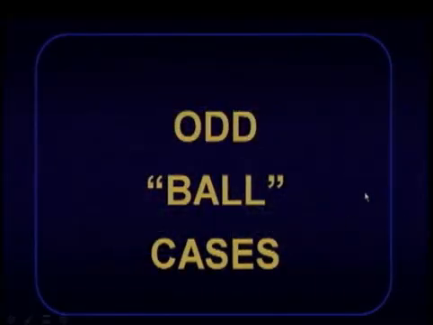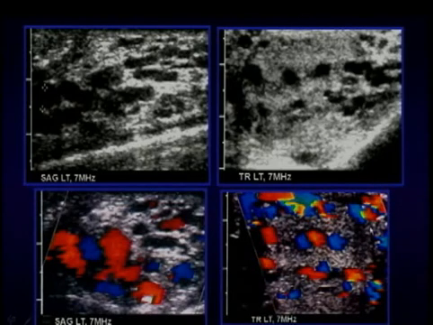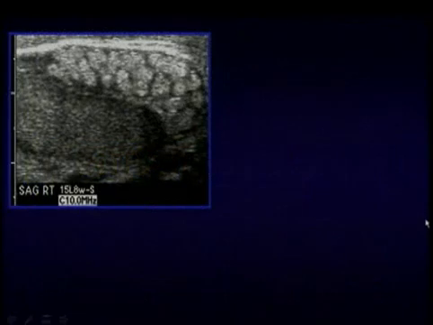Now, just to end with a few, if you don't mind the pun, oddball cases. Here we have a patient who has a lot of serpiginous structures coursing within the testis itself. You turn color on. It wouldn't surprise you to note that this is an intratesticular varicocele, which has the same clinical implication in some people with associated infertility as the extratesticular varicocele that we just discussed.